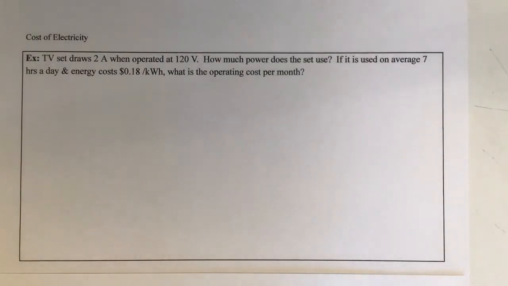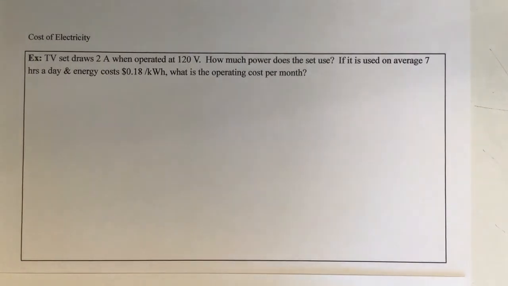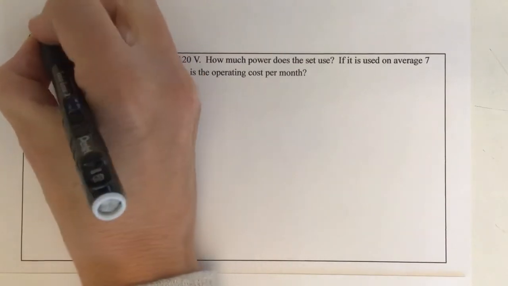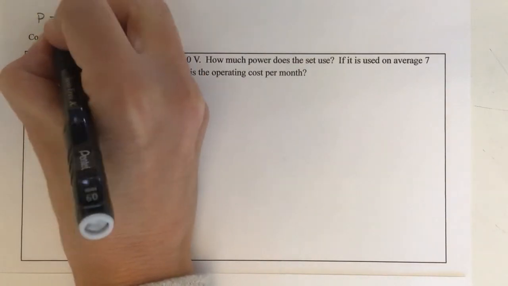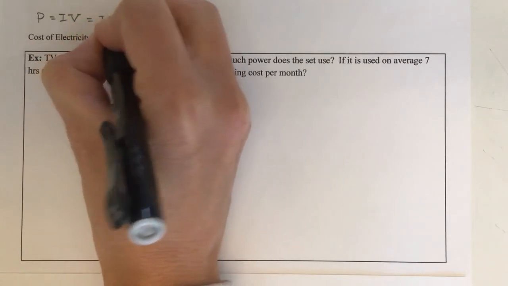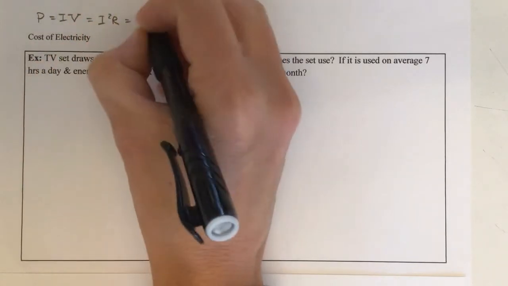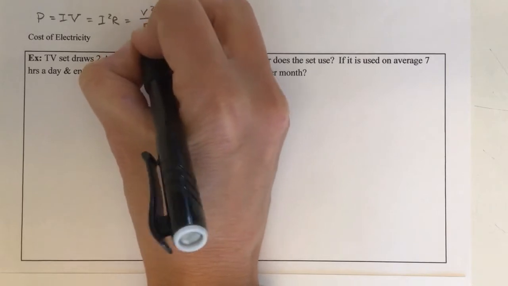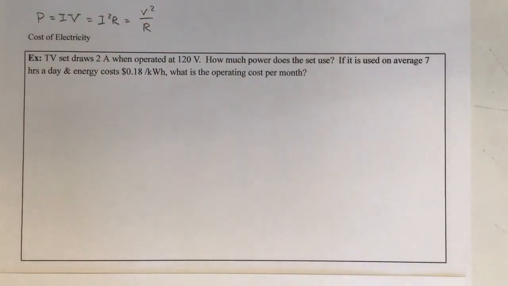Okay, so this is going to be two class examples of calculating the cost of electricity when we're utilizing an electrical device. So let's remind ourselves of some equations. To figure out the power of something, P is equal to IV, or P is equal to I squared R, or V squared over R. Remember the power equation has a couple permutations.